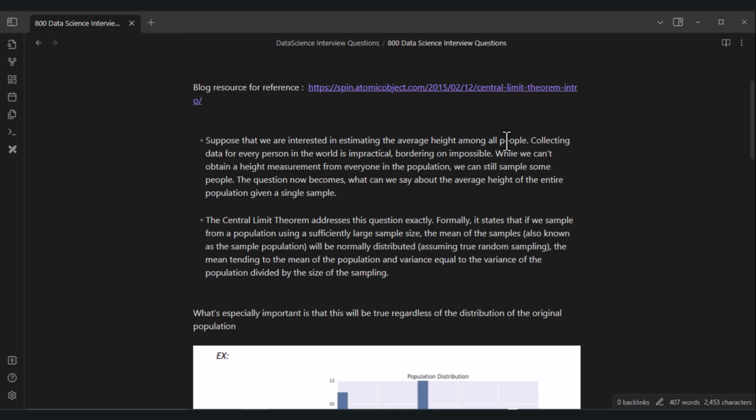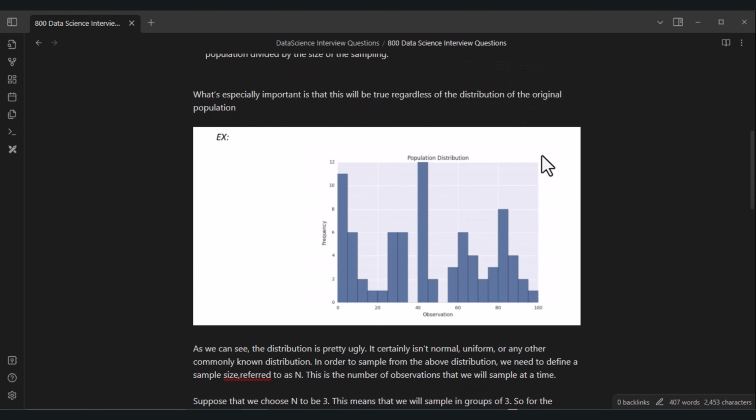So we'll dive into it here. Suppose that we are interested in estimating the average height of all people. Collecting data for every person in the world is impractical, bordering on impossible. While we can't obtain a height measurement for everyone in the population, we can still sample some people. The question now becomes what we can say about the average height of the entire population based on a single sample. The central limit theorem addresses exactly this question. Formally, it says that if we sample from a population using a sufficiently large sample size, the mean of the sample, also known as the sample mean, will be normally distributed, with the mean tending to the mean of the population and the variance equal to the variance of the population divided by the sample size.